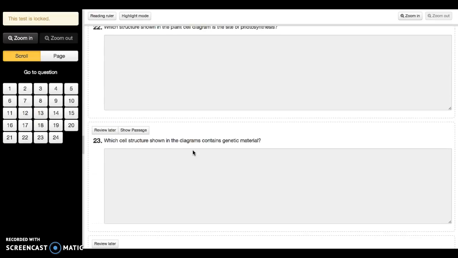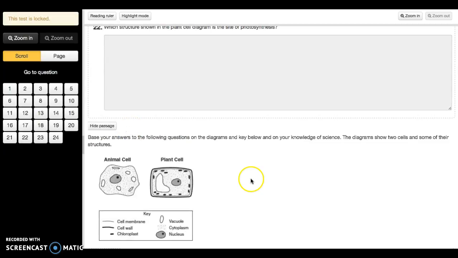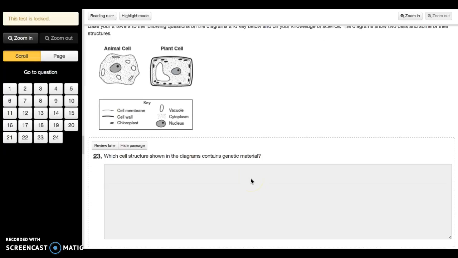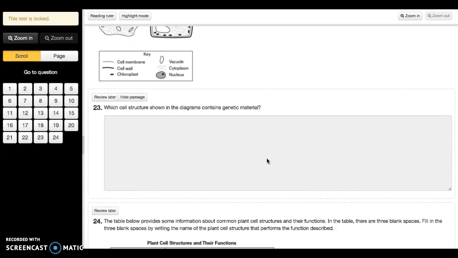And then, which cell structure shown in the diagrams contains genetic material? Here's the picture again. If you said nucleus, good job. All the genetic material, the brain of the cell.